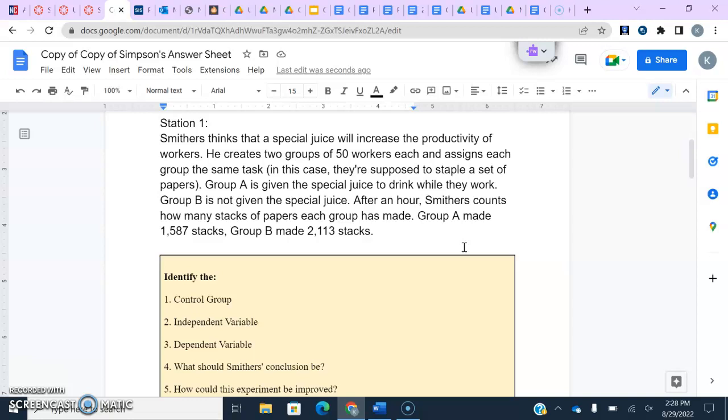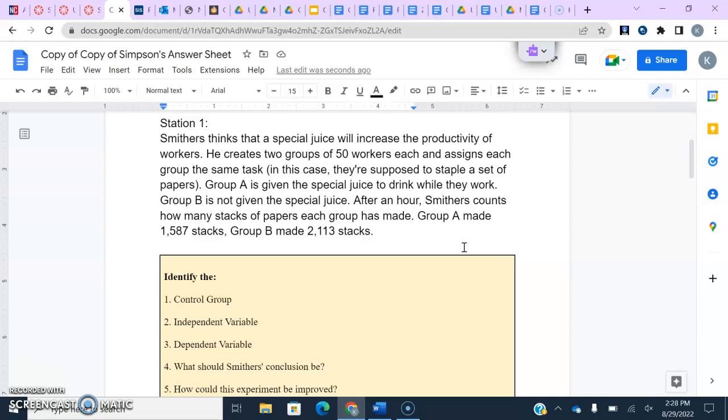Group A is given the special juice to drink while they work. Group B is not given the special juice. After an hour, Smithers counts how many stacks of papers each group has made. Group A made 1,587 stacks, and Group B made 2,113 stacks.